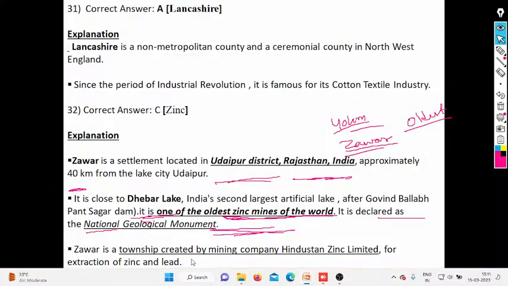Next, Jawar is a township created by the mining of Hindustan Zinc Limited. Hindustan Zinc Limited, for extraction of zinc and lead.